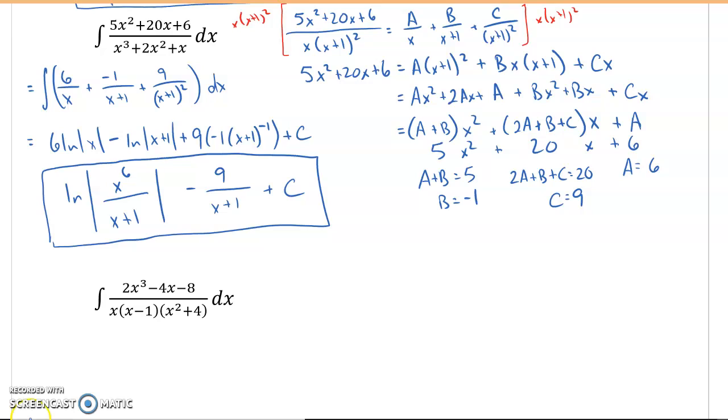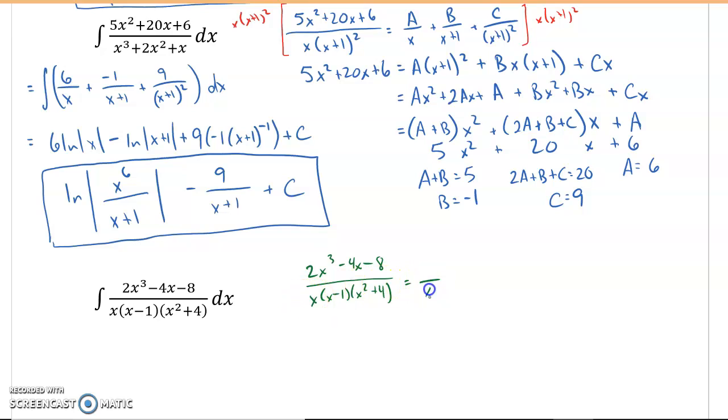And then we move on to this next one. It's going to work pretty much the same way. This one we're introducing a non-reducible quadratic factor. So that's going to change the partial fraction side of it a little bit. But the concept is still that we try to break down this mega fraction into easier to digest fractions.